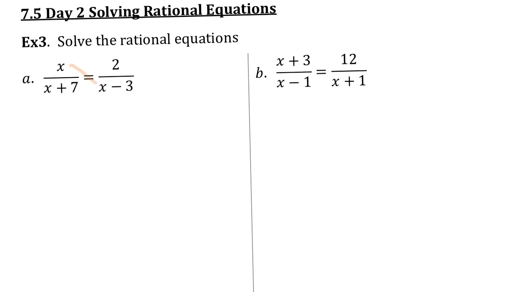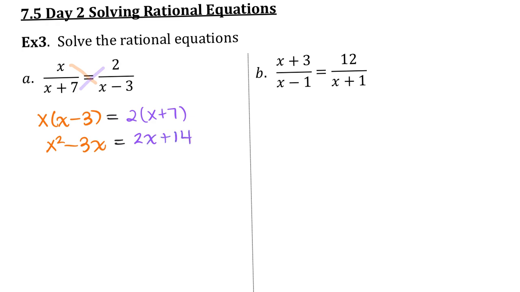So I'm going to do x times x minus 3. If you would like to distribute as you do this, that's fine. I'm going to not distribute on the first example. And then if I cross multiply in this direction, I get 2 times x plus 7. I do need to distribute it though, because I'm going to solve it. And because I see that x squared there, I should get 2 answers. I'm guessing I'm going to factor.